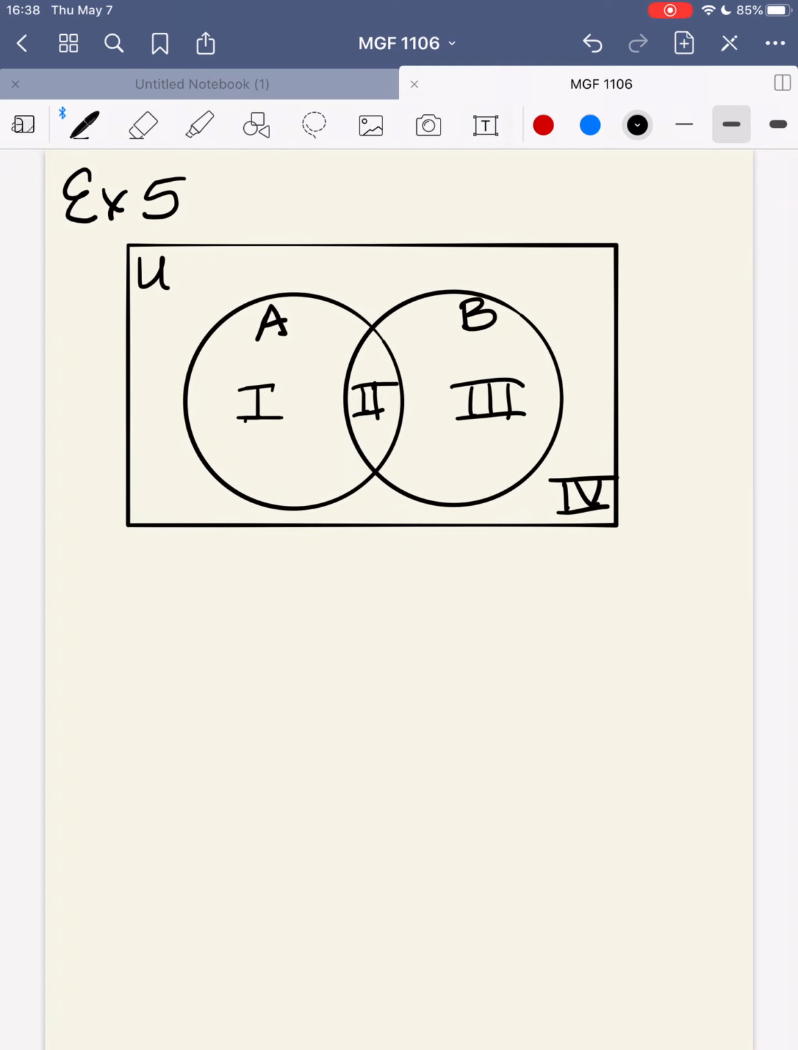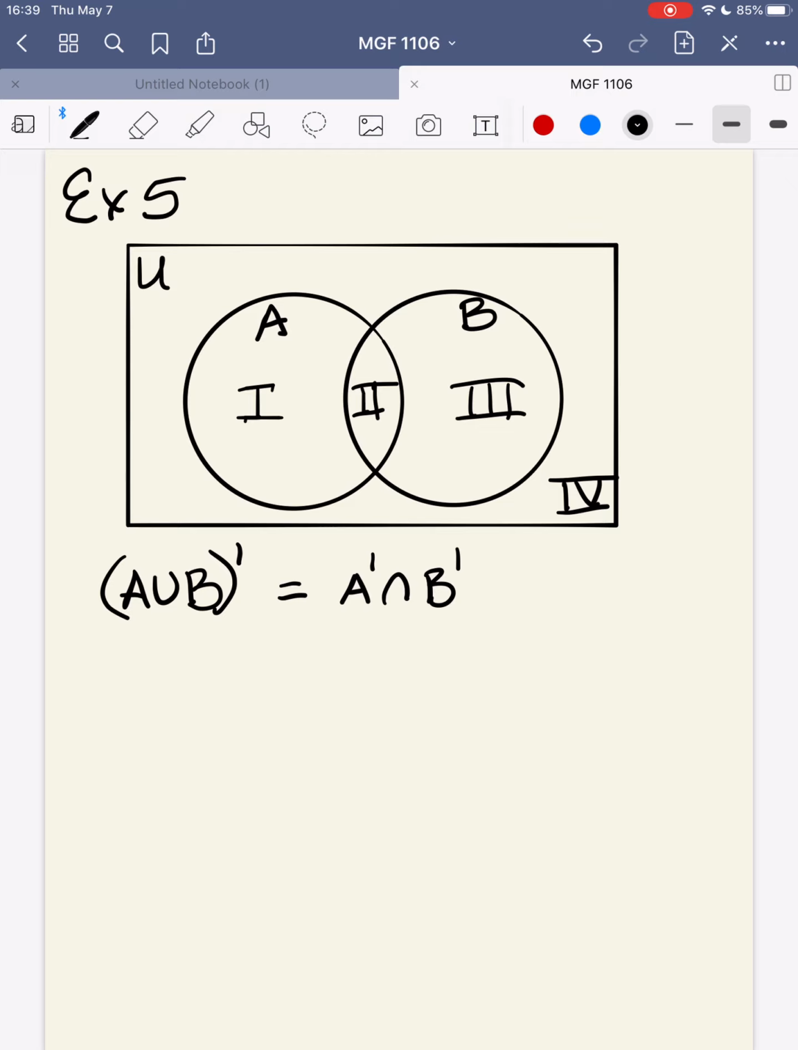This is example 5. I've already got it drawn out for you. And I want to look at what region is A union B complement. Well, A union B complement is equal to A complement intersect B complement. Okay, so what's not in A intersects what's not in B.